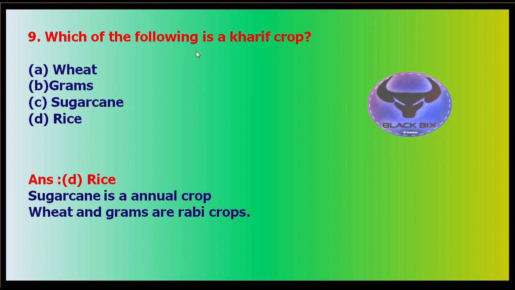Rice is a kharif crop, while wheat and grams are rabi crops, and sugarcane is an annual crop, because once farmers put it in the soil they get the harvest for the whole year, so it is an annual crop as well as a cash crop. So rice is a kharif crop, and wheat and grams are rabi crops which are grown in winter. Moving to question number 10.